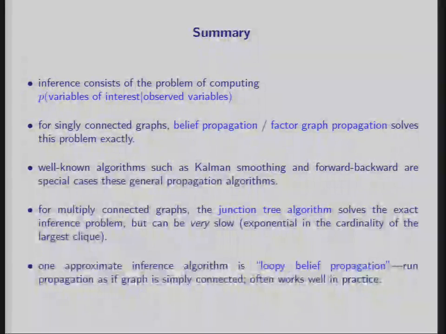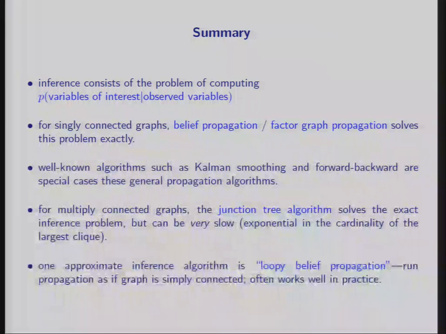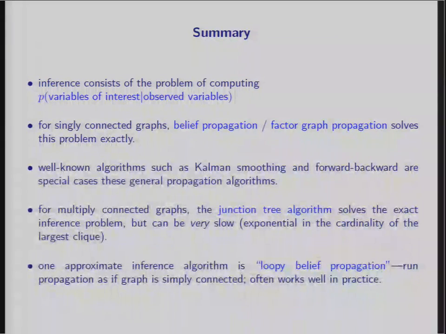So here's just a summary of the basics of graphical models. Inference is the problem of figuring out the probability of the variables of interest given the observed variables, while summing out all the variables you're not interested in. That's the basic thing we're trying to do. For singly connected graphs, we have belief propagation and factor graph propagation. Kalman filtering and forward-backward are special cases of that.